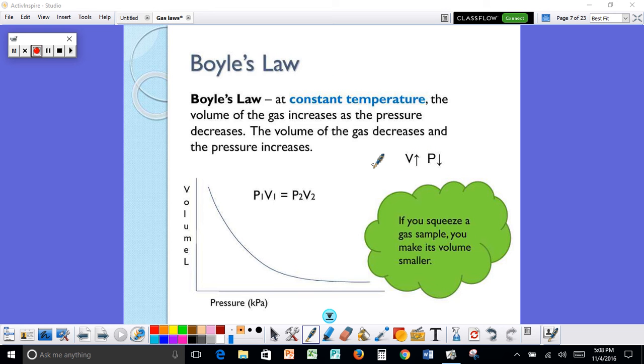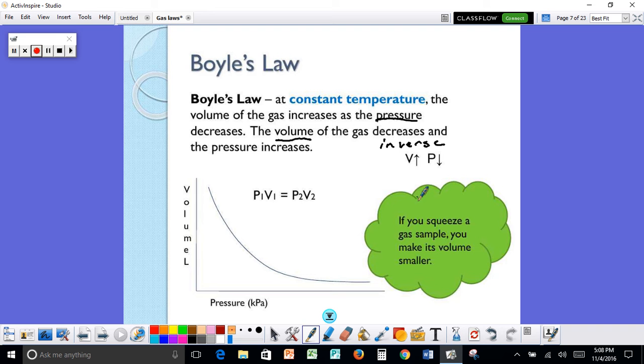Alright, so as far as Boyle's law, what we need to pay attention to in Boyle's law, we are only manipulating the volume and the pressure in Boyle's law. So this is an inverse or indirect relationship. Inverse relationship. So in this, as one variable increases, the other variable will decrease. So if we increase volume, pressure will decrease.